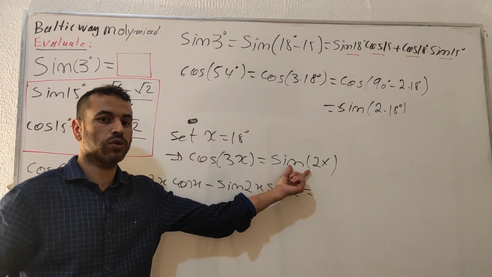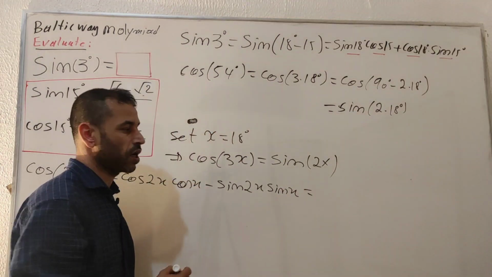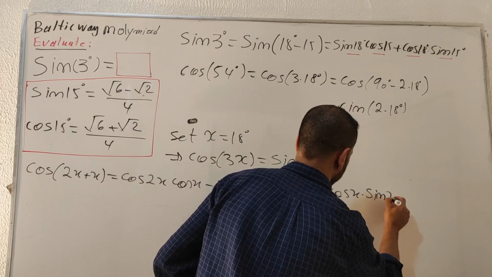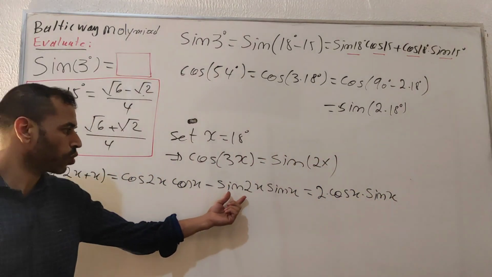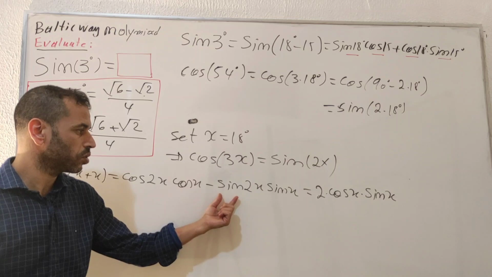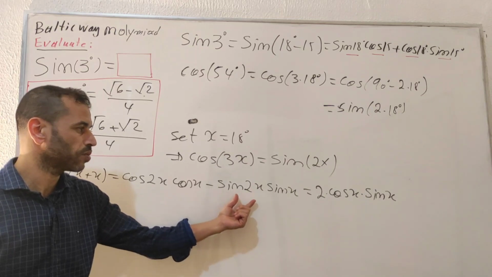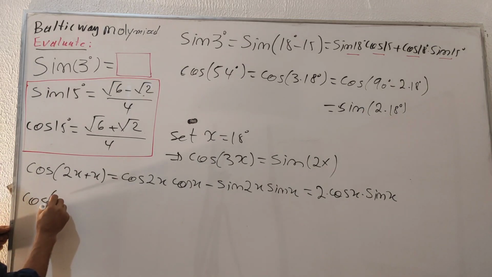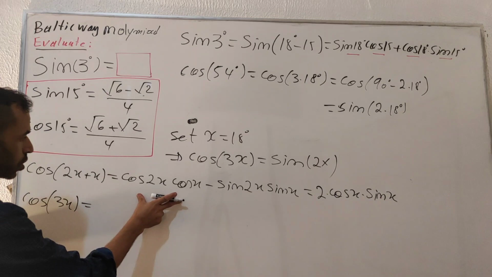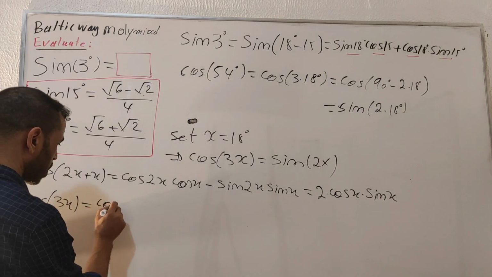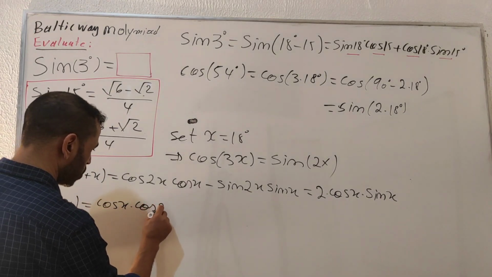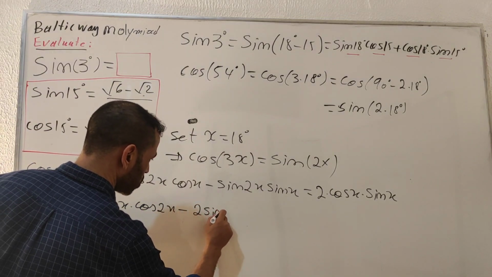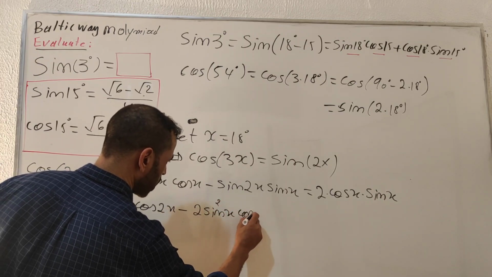Okay, equals to this one. What is this one equals? Equals 2 times sine x multiplied by cosine x. Okay, so also we know sine 2x is the same as 2 times sine x multiplied by cosine x. So we get here cosine 3x equals cosine x multiplied by cosine 2x minus this one, 2 times sine square x multiplied by cosine x.